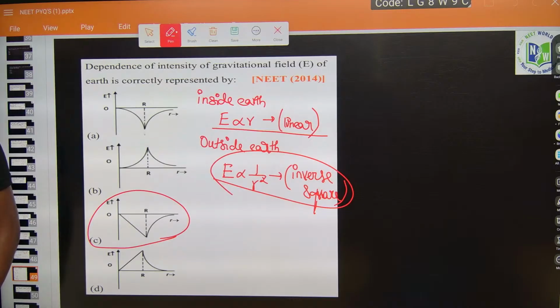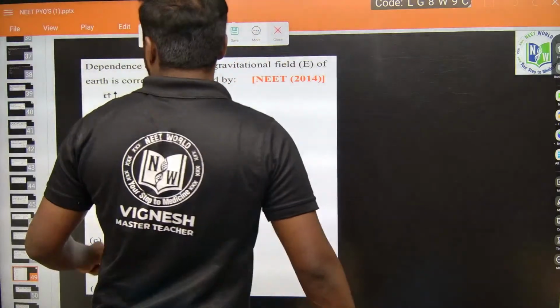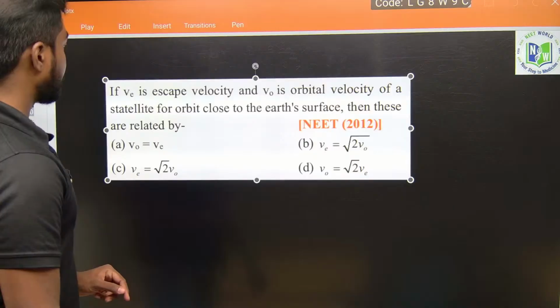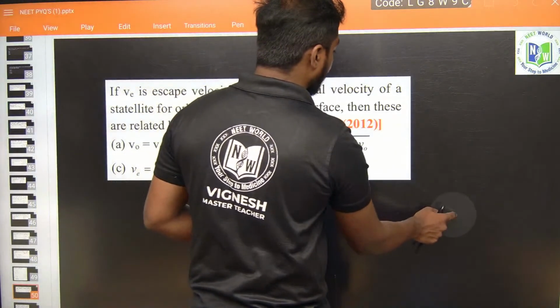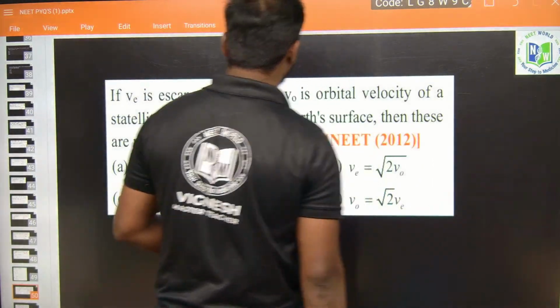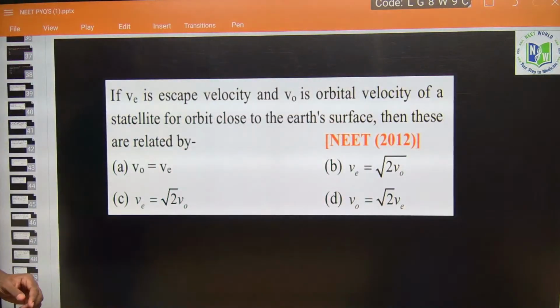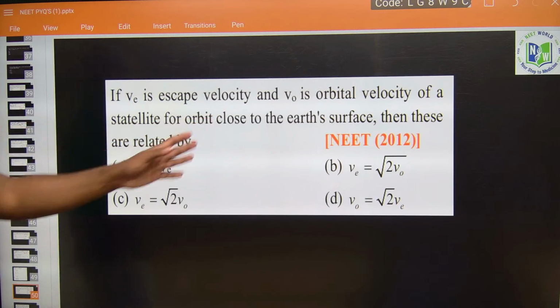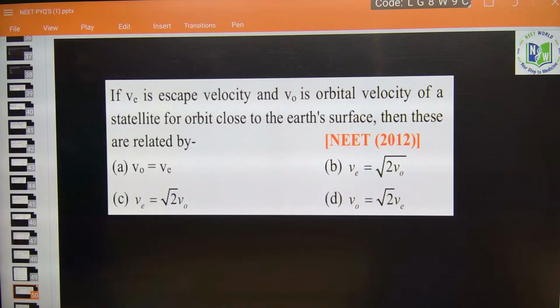So we'll see one more question, and then we'll wind up from there. A little bit, I'll zoom it. Okay, I guess it's visible now. If VE is the escape velocity and V0 is the orbital velocity of a satellite for an orbit close to the Earth's surface, then these are related by? So what is the formula for the escape velocity and orbital velocity?